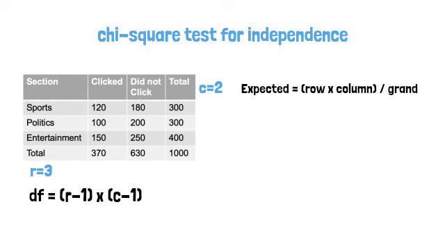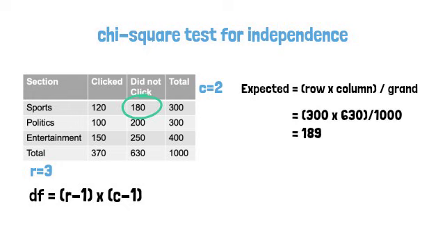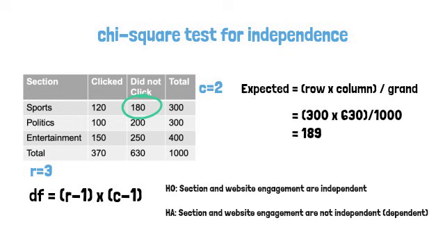For example, for the cell of people who did not click on the sports page, the expected count would be the row total of 300 times the column total of 370 divided by the grand total of 1,000, giving an expected count of 111. This seems quite different than the observed count of 180. We could then set up formal hypotheses to test whether the section and website engagement are dependent or associated.